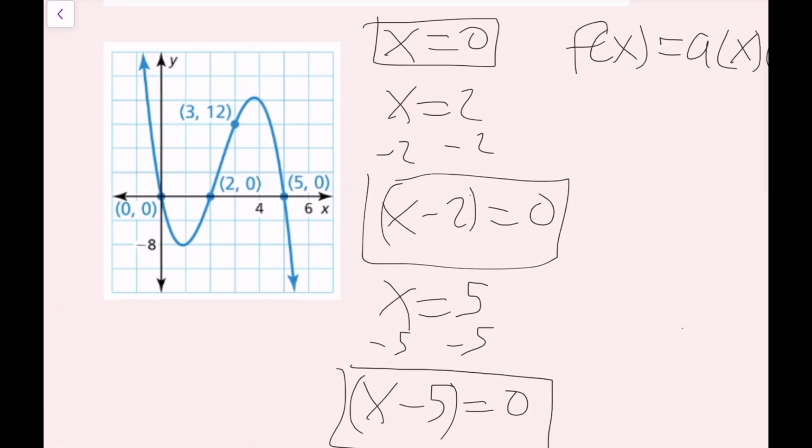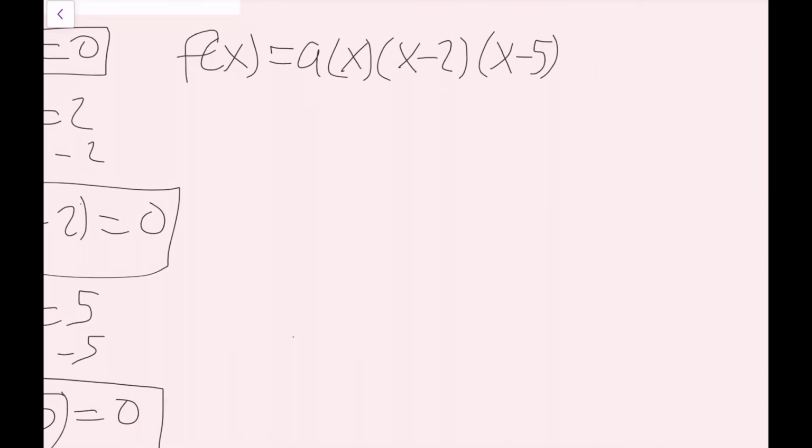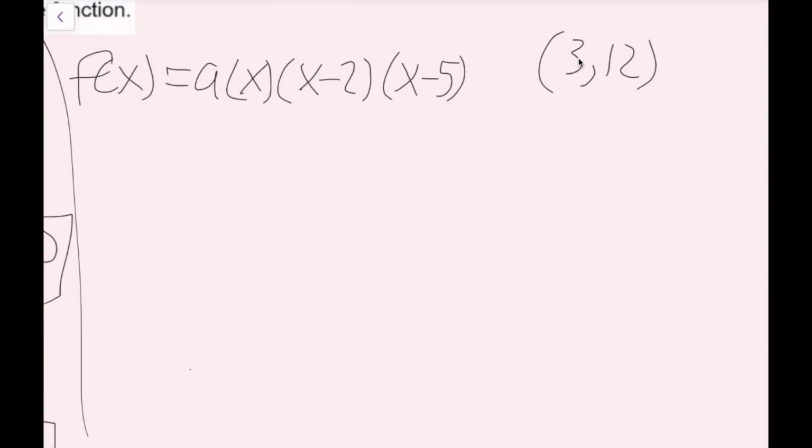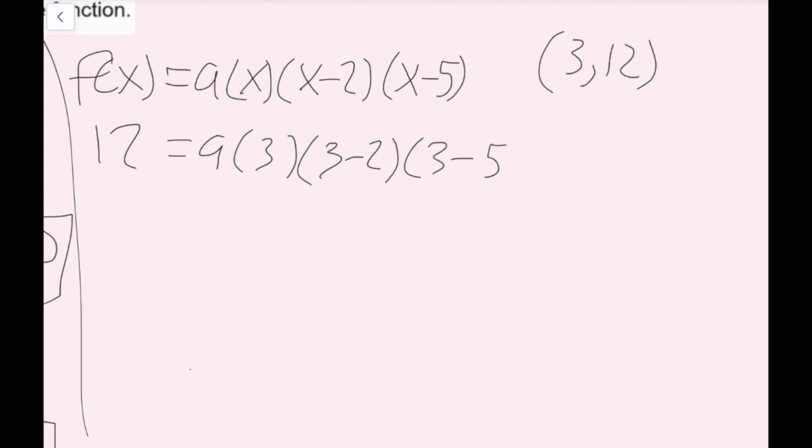We need to include this 3 comma 12 to find our missing parameter a. So I need to plug in 3 for my x value, and then 12 for my entire f of x value. So I'll just write that point over here, 3 comma 12. So I'm going to plug in 3 for all of the x's, and then 12 for f of x, or the y value, essentially. So it's going to be 12 equals a times 3 times 3 minus 2 times 3 minus 5.